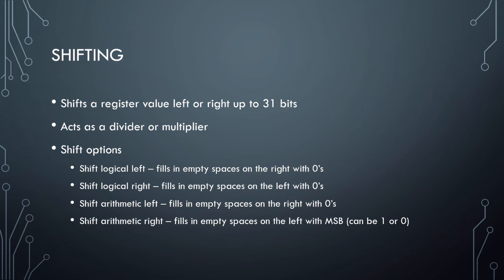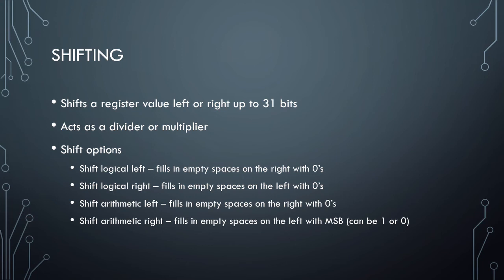So we can do what's called shifting logical left. However many spaces you shift the number, we would fill the empty spaces on the right with zeros. We can shift logical right, which is where we shift the number to the right and we fill the empty spaces on the left with zeros. We can shift arithmetic left, which moves the number and fills any empty spaces on the right with zeros. So you'll see that shifting arithmetic left and shifting logical left are essentially the same thing.